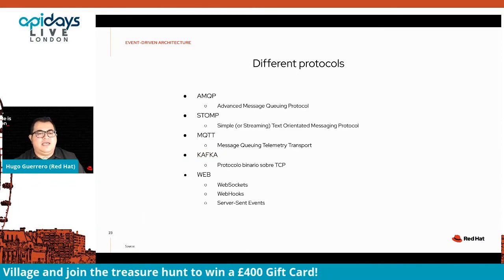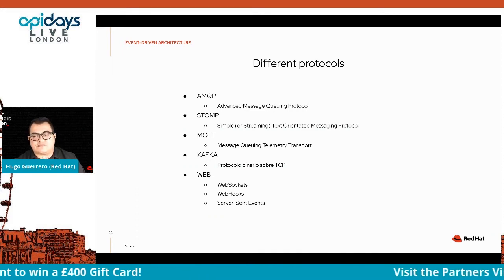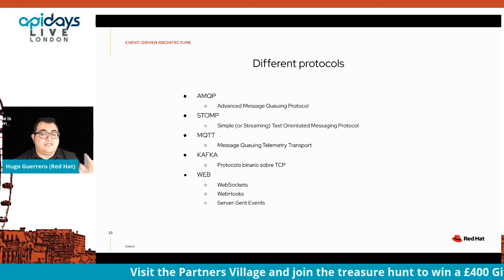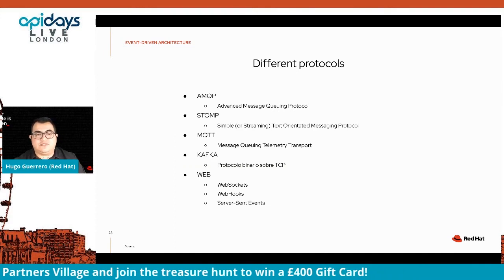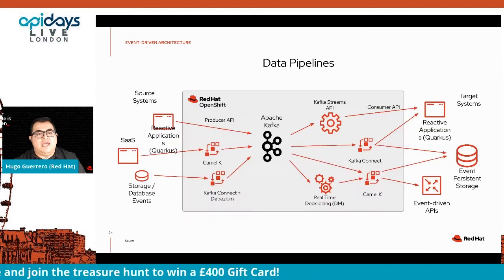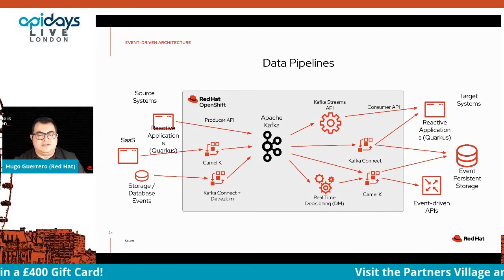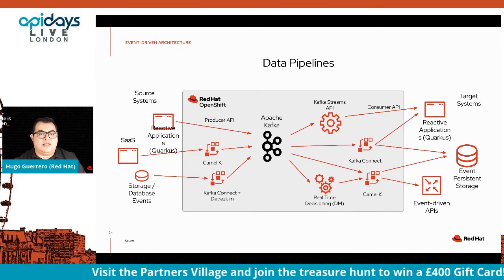But EDA has been evolving also for a long time, and there are different types of protocols: AMQP, STOMP, MQTT, Kafka, and certainly a lot of those are also HTTP related, like WebSockets, webhooks, and such. And event-driven APIs are really a small part, on the right side, lower side, of a bigger architecture that covers the other pipelines.